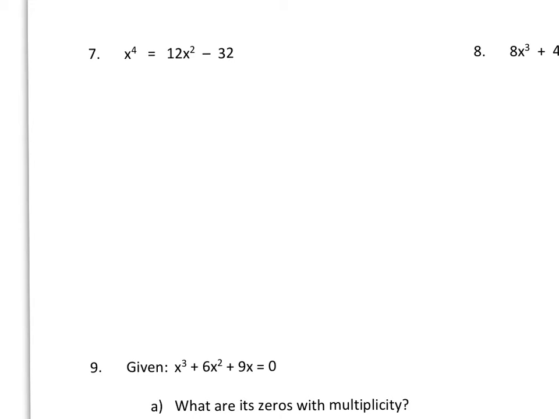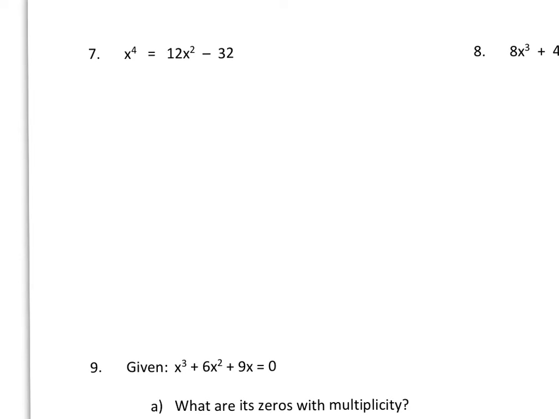Now, if you look at this, first thing we have to do is get everything to one side of the equation. Now, instead of moving this x to the 4th to the right, I know you only have to move one term, but that's going to make our leading coefficient negative, which I want to avoid if I can. So I'm going to take these 2 terms and move them to the left-hand side of the equation.